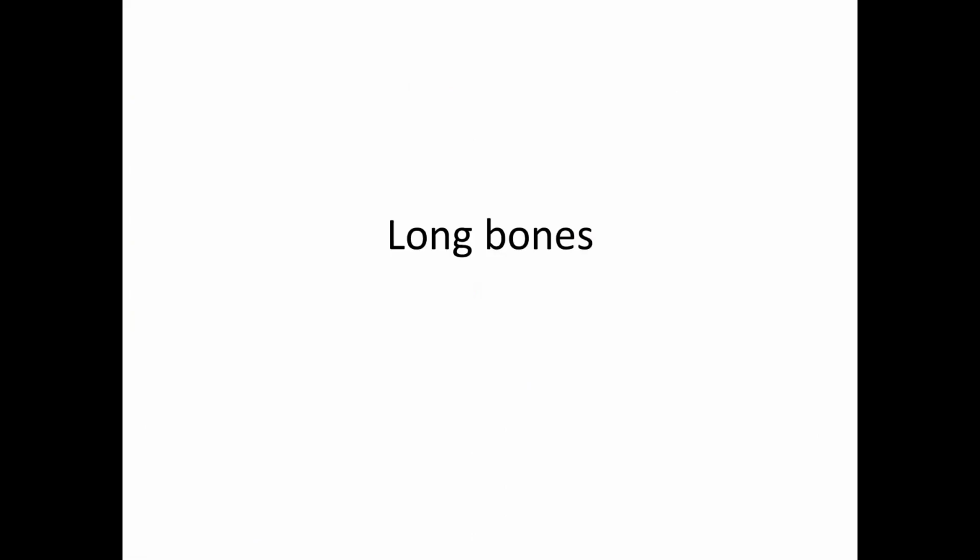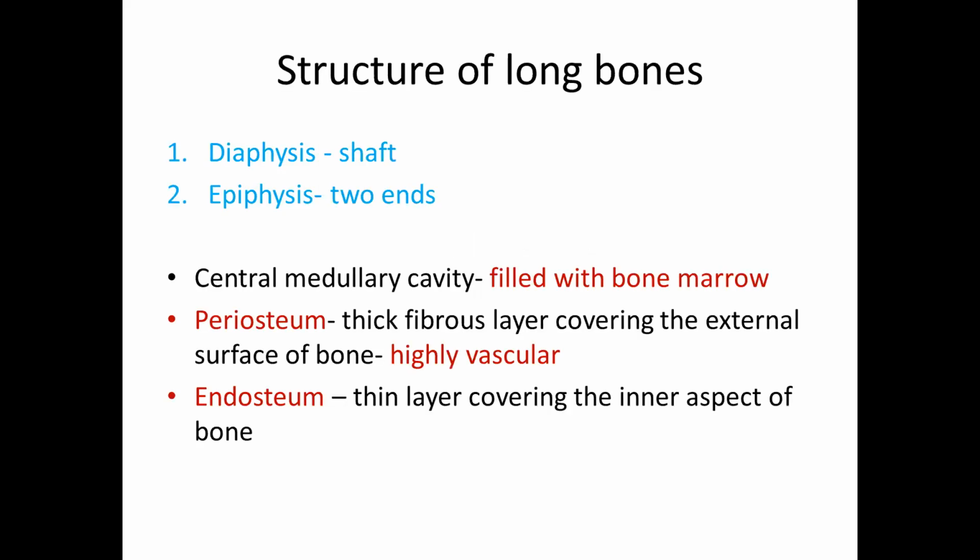Now let us look at the structure of long bones. In the structure of long bones, you have two parts, the diaphysis, which is the shaft, and the epiphysis, which are the two ends. The central medullary cavity of a long bone is filled with bone marrow. The periosteum is a thick fibrous layer and it covers the external surface of the bone and is highly vascular. The endosteum is a thin layer which covers the inner aspect of the bone on the side where you get the bone marrow.